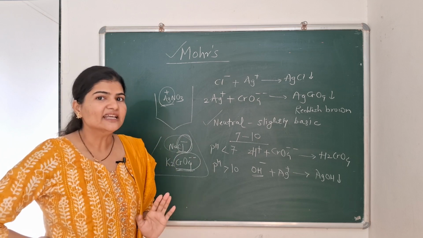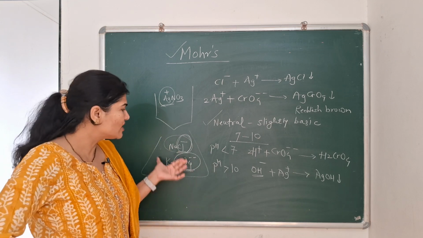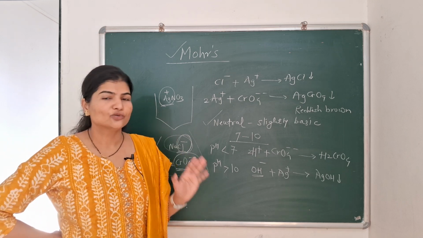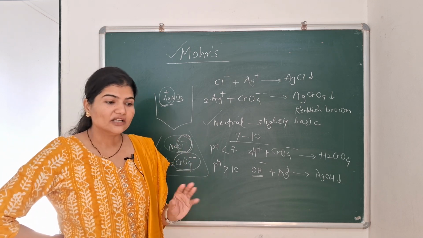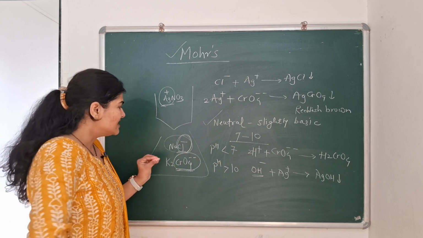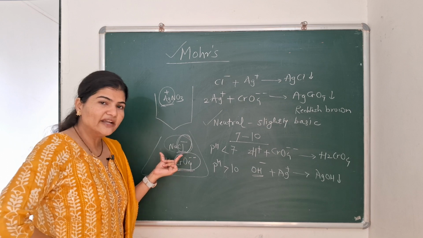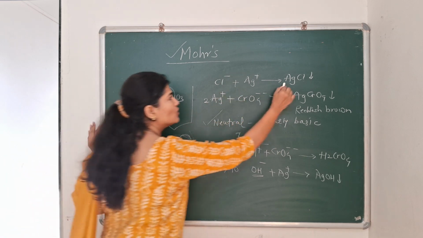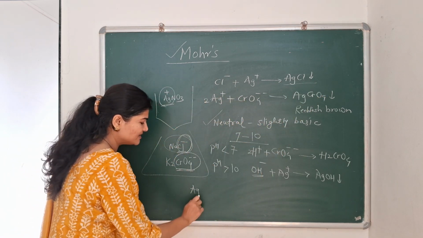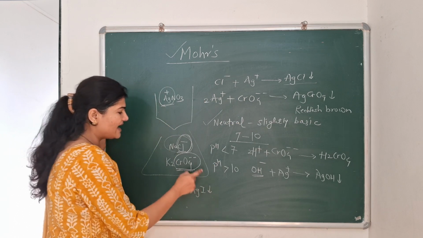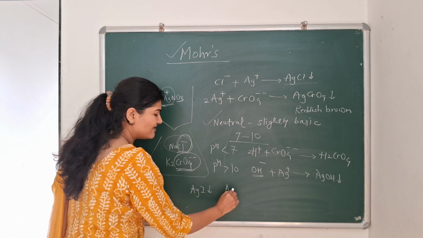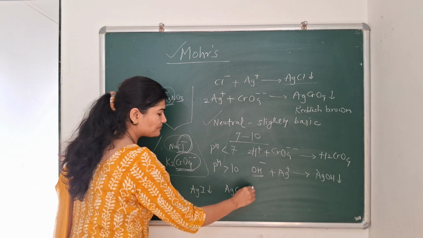Now we can easily carry out the titrations of chloride and bromide using Mohr's method. But what in case of iodide? See, if I use a solution of iodide ion here, the PPT I am going to get is AgI, means silver iodide, and then at the end point I will have silver chromate PPT, right?